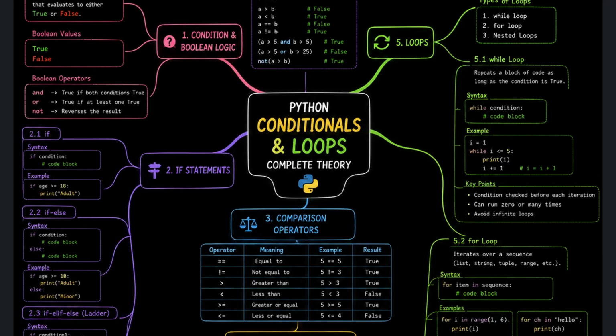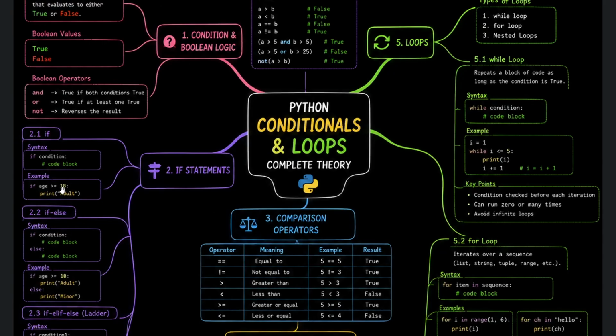So let's quickly understand some syntax. You have to write if, then the condition, then a colon, and then the code block. In other languages, you need brackets around this condition, but Python is simpler. You just need to write the condition and write the code block. For example, we have written here: if age is greater than or equal to 18, then you have to print adult.